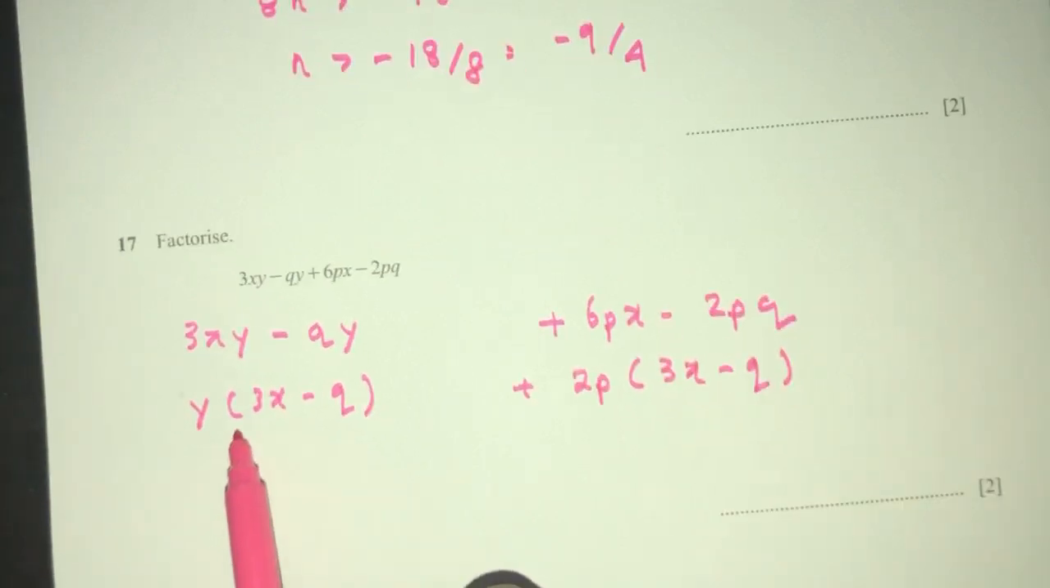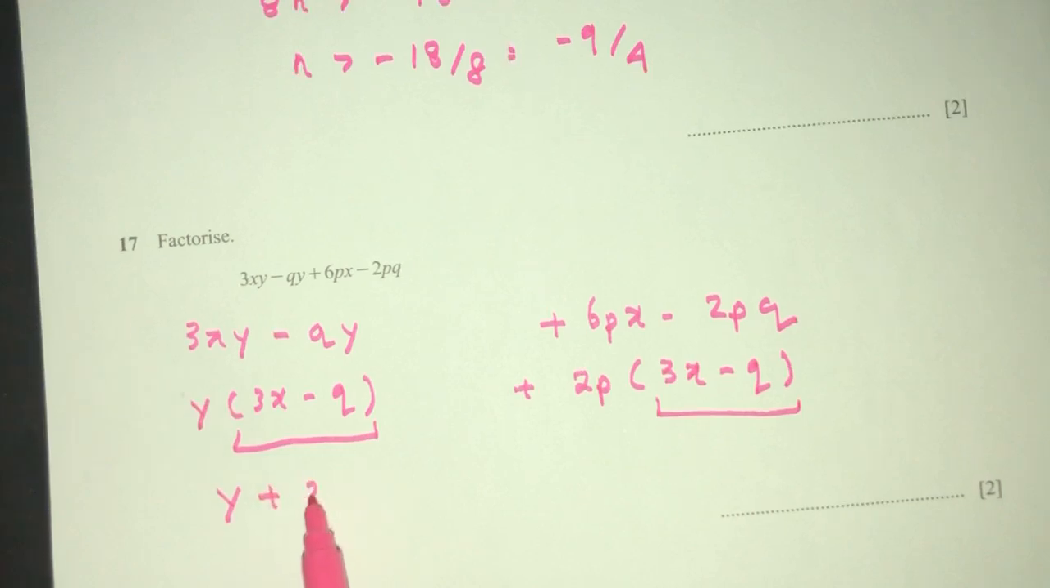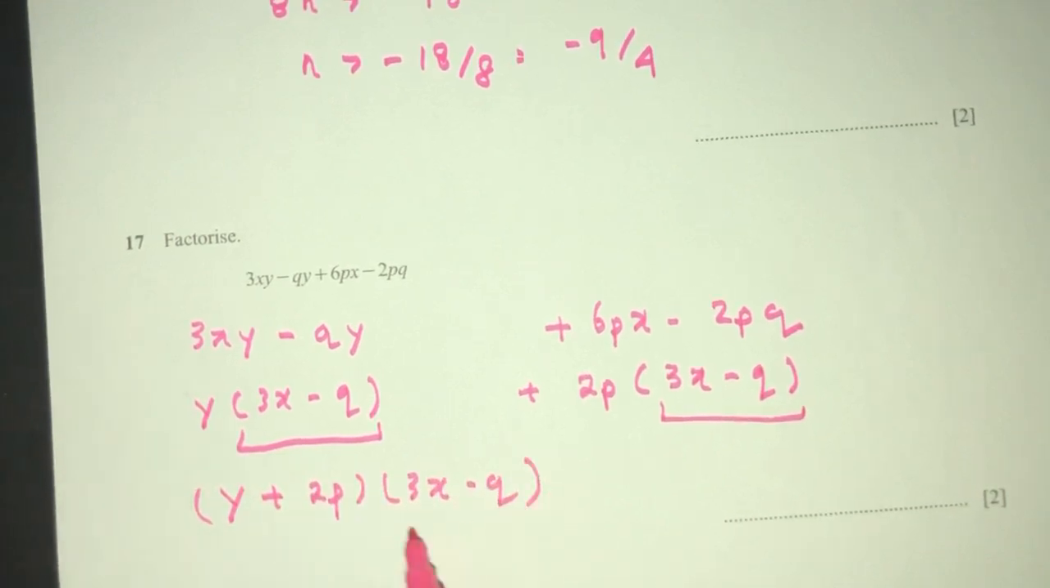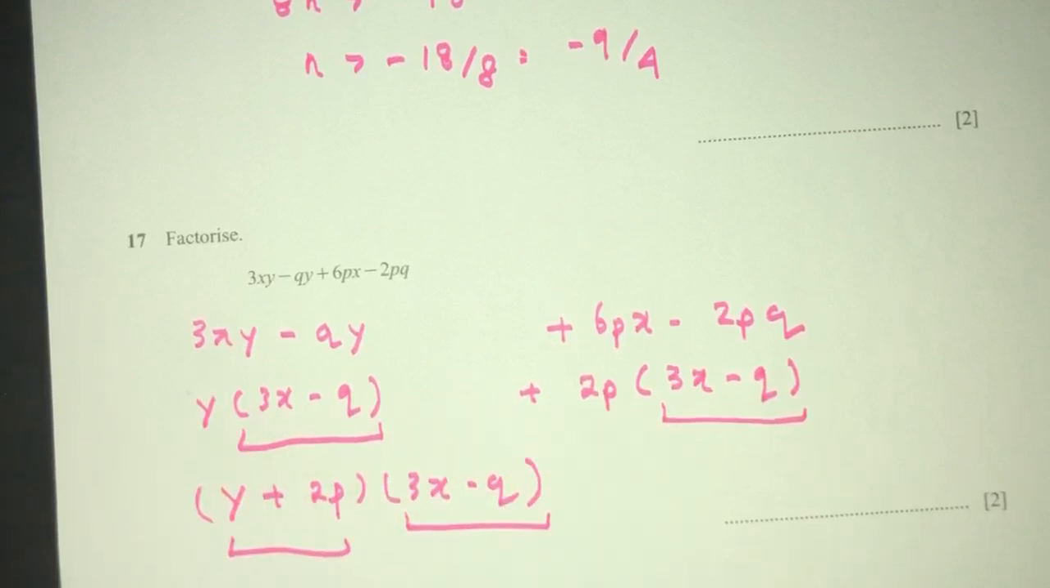Now we do realize this and this are the same, so you will have this remaining and factorize this outside. And this will be your factorization, which comes from this, y plus 2p, okay? That will be question 17.